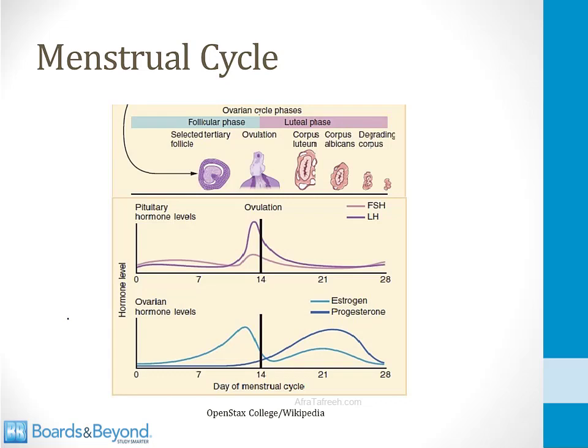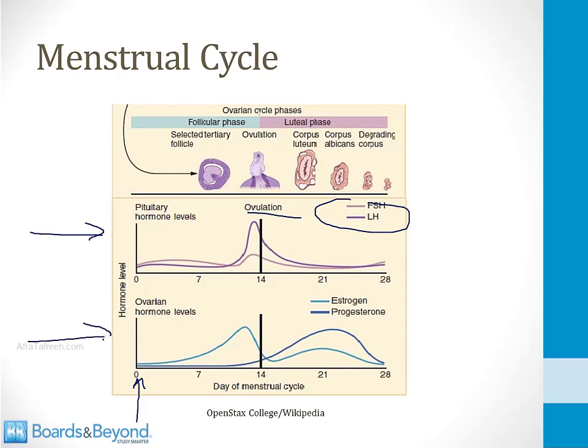Shown on this slide is a classic picture illustrating the changes in hormone levels during the menstrual cycle. The menstrual cycle begins on day 0, shown here. On this graph, you see the changes in the levels of FSH and LH. Both levels are initially low. They spike right before ovulation and they fall again after ovulation.